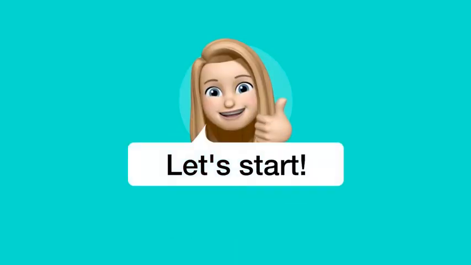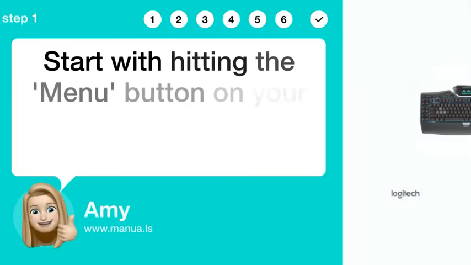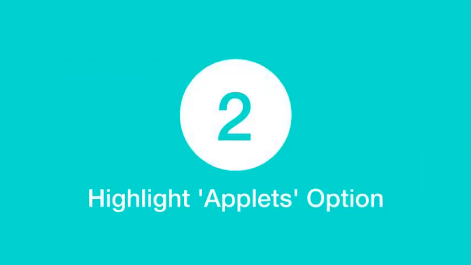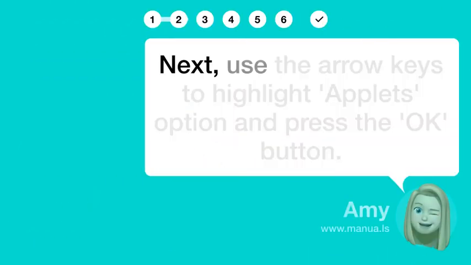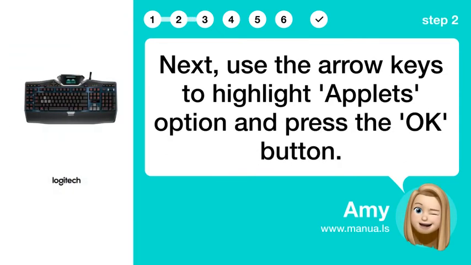Let's start. Step 1. Open Applet menu. Start with hitting the menu button on your G19S keyboard to open the Applet menu. Step 2. Highlight Applets option. Next, use the arrow keys to highlight Applets option and press the OK button.